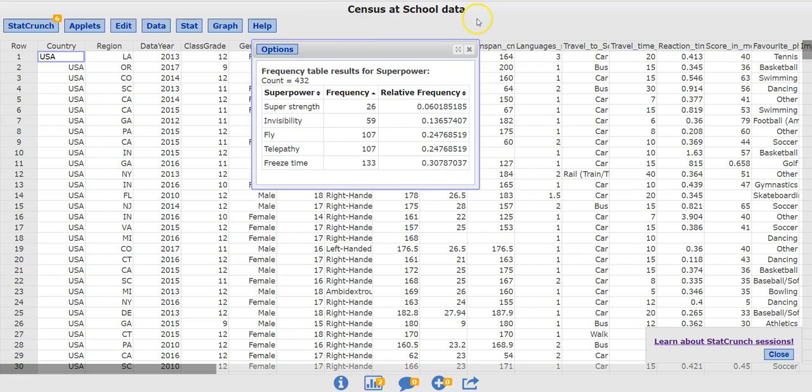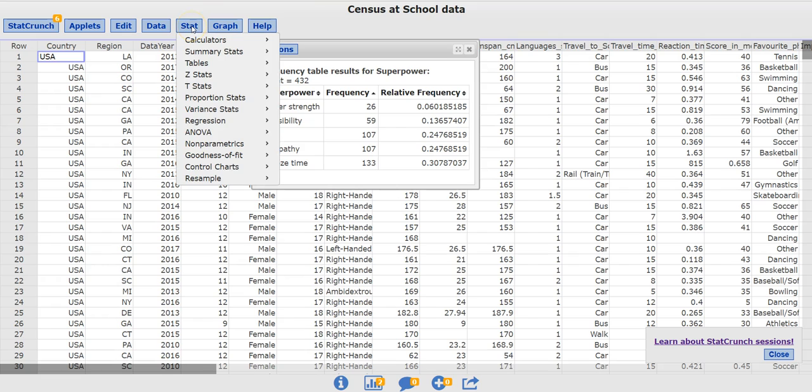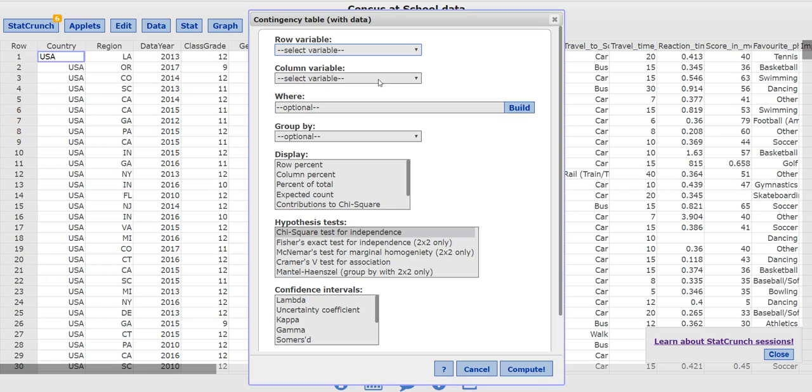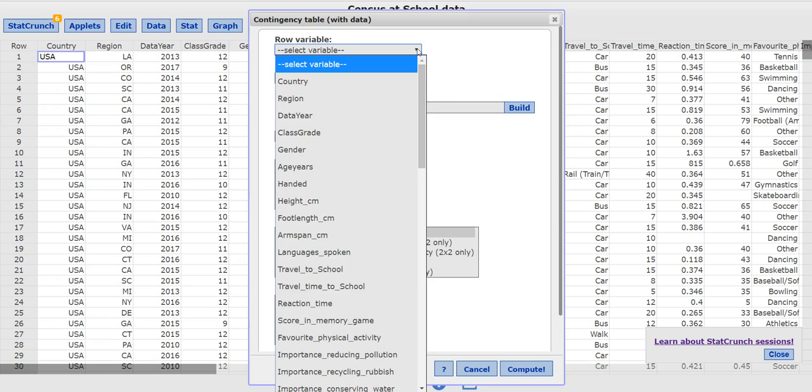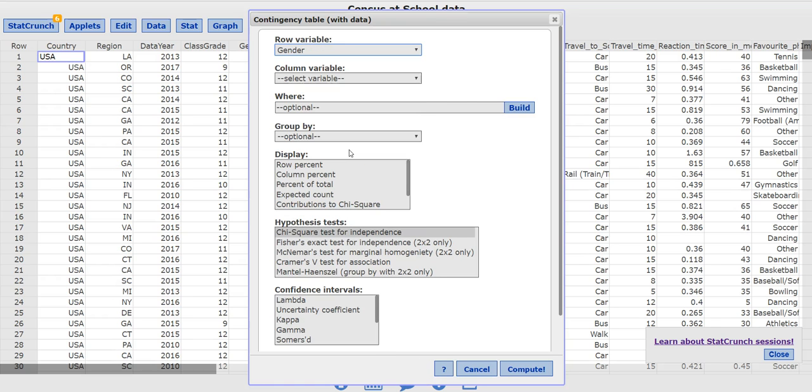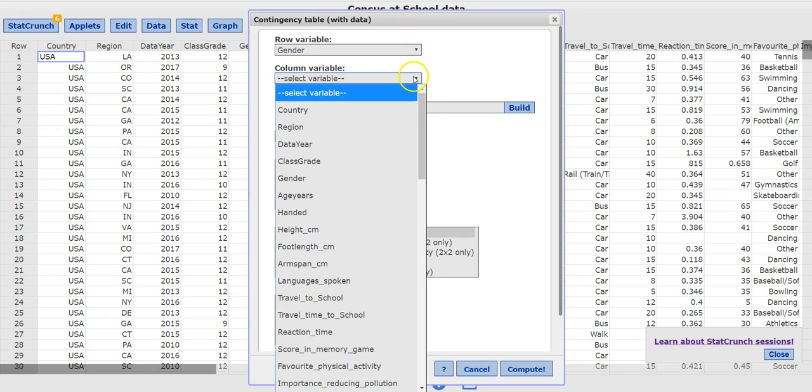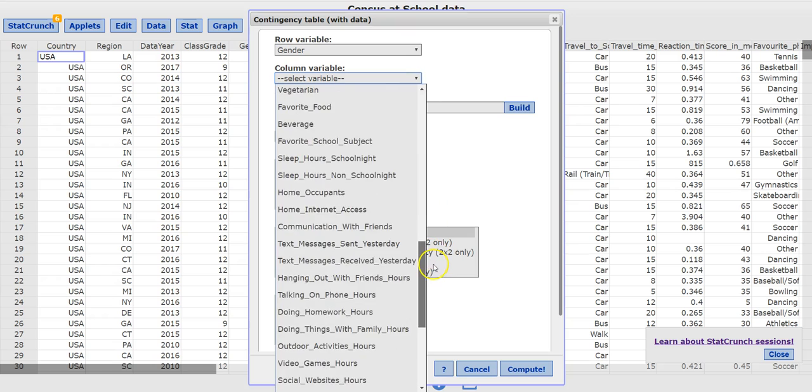Now it's a little more interesting to look at a contingency table, which is another name for a two-way table. So let's look at contingency tables with data, since we have a table of raw data here. What I want to know is what might affect someone's choice of superpower. Let's use our row variable as our explanatory variable, the variable which might explain the choice. So we're going to pick gender, and then for our column we'll do superpower again.